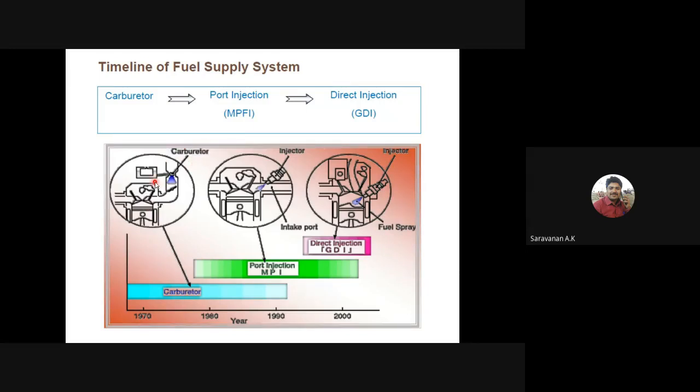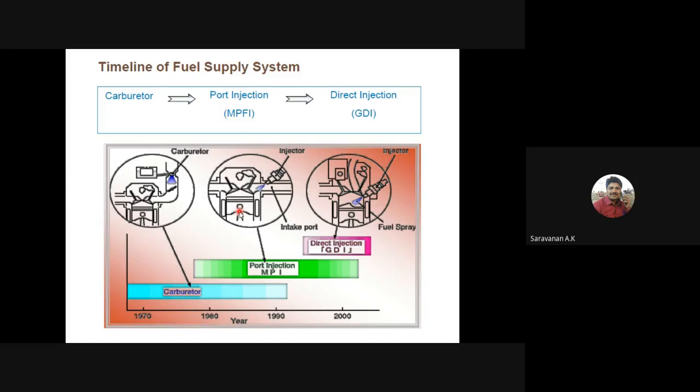After that, we had some development. We injected the fuel at the inlet manifold, then it is mixed with the air and goes into the combustion chamber.